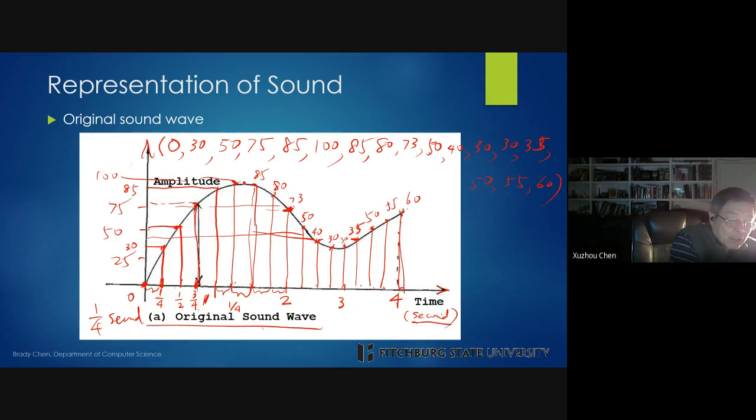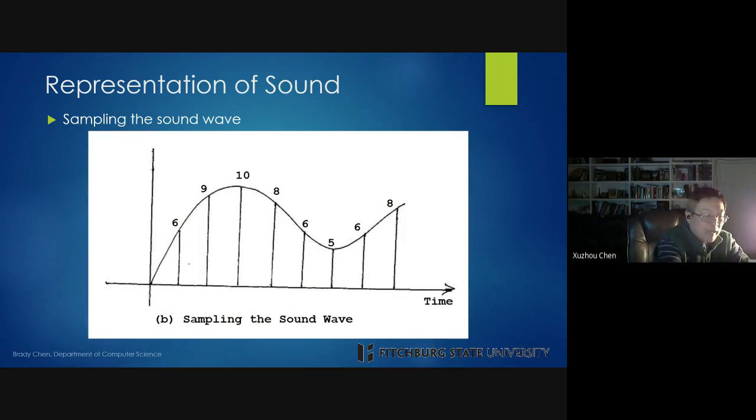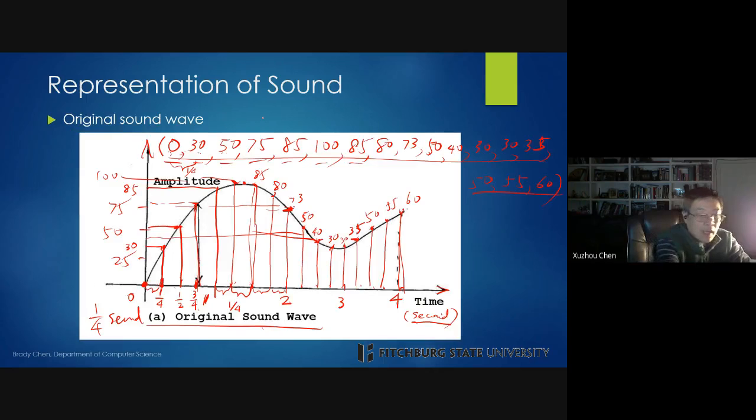Now I just record this waveform as a sequence of numbers. Each number represents the amplitude for every 1/4 of a second. That's called sampling. Now this is how I sample.